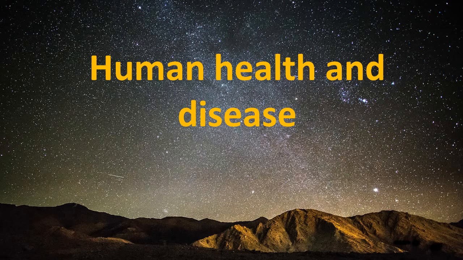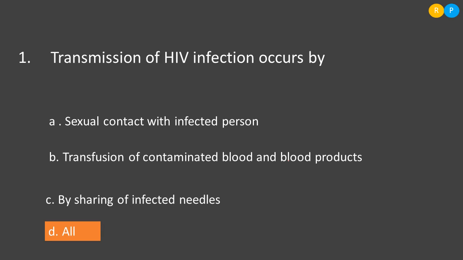In this video, we will be studying some of the CET concepts on the lesson Human Health and Disease. As our first question, transmission of HIV infection occurs by. So HIV is a virus, so it will spread one of the disease called as AIDS. Because AIDS is an infectious disease, it will easily spread from infected person to healthy person. So body fluid of infected person mainly transmit this virus to the healthy person.